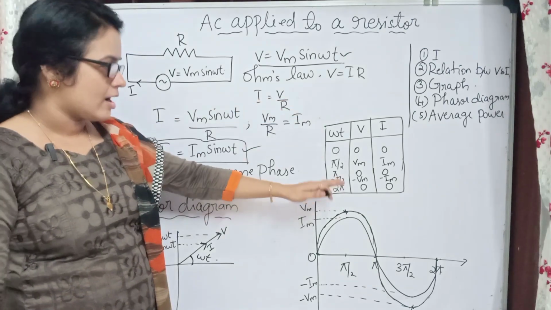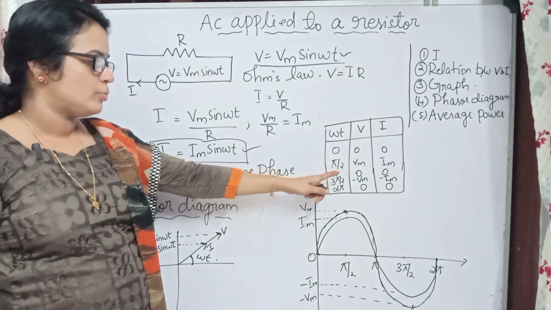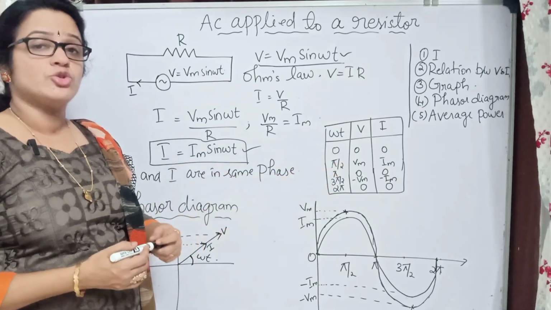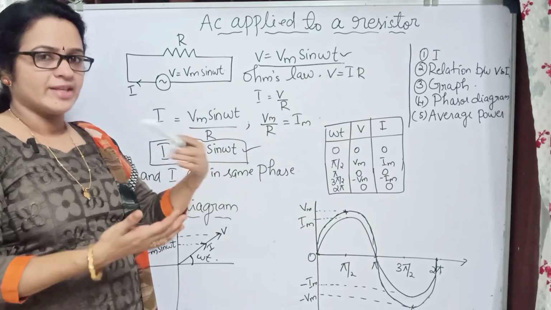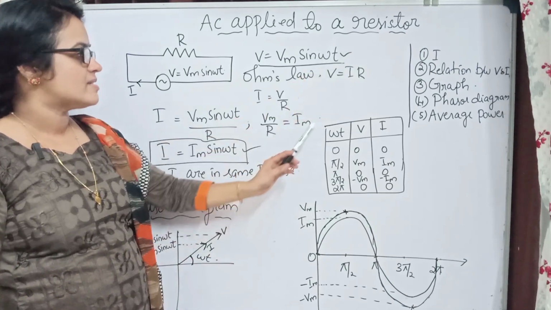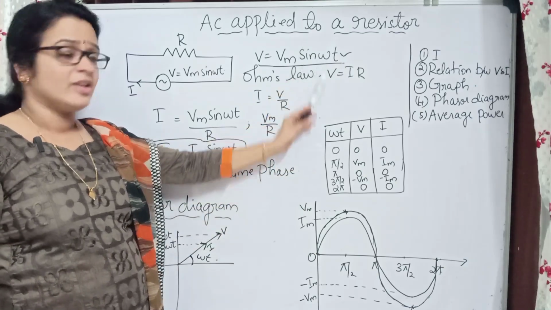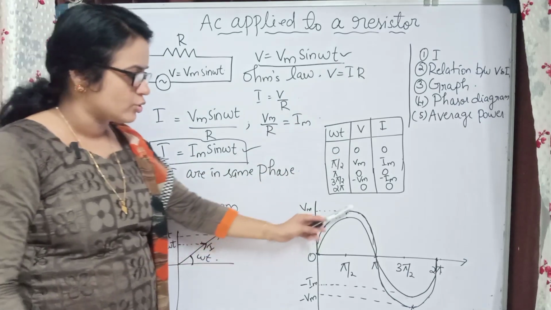And third one, the graph. When we draw the graph, we have to give the values 0, pi by 2, pi, 3 pi by 2 and 2 pi to omega t. In all the cases, we will be following similar steps, that is why I am repeating that. So we give values to omega t, then find V and I separately, and then we can draw the graph.